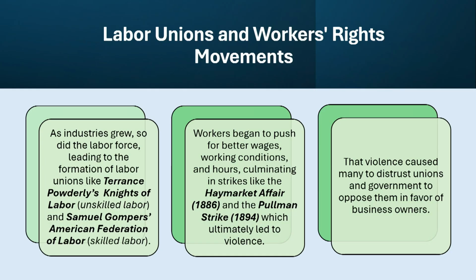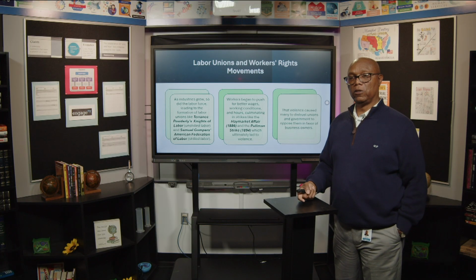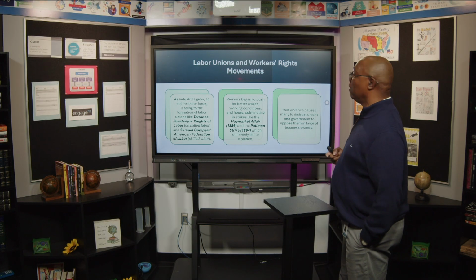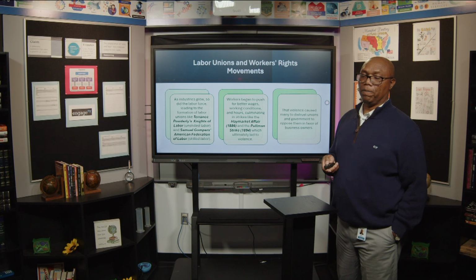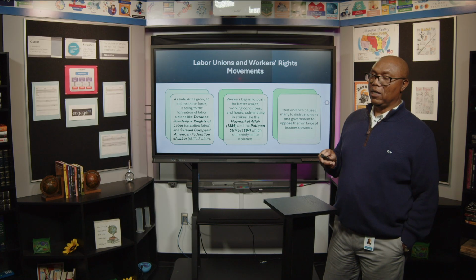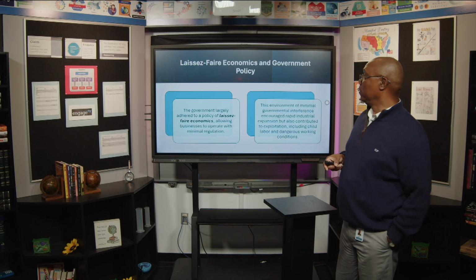Workers began to push for better wages, work conditions, and hours, culminating in strikes in Haymarket in 1886 and Pullman in 1894, which ultimately led to violence, which caused most people to distrust unions. So because of the violence associated with them, a lot of people in America during this time didn't want to have anything to do with labor unions.